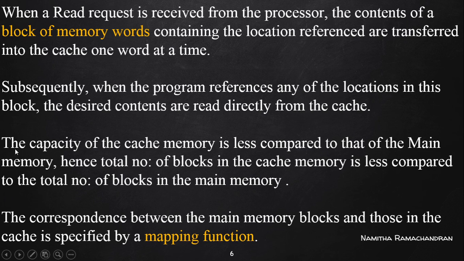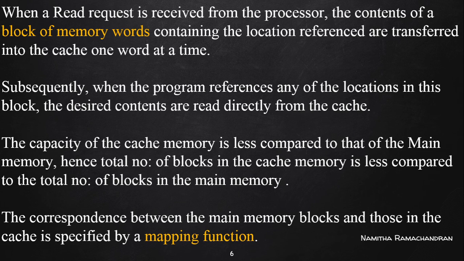From the diagram it is clear that the capacity of the cache memory is less than that of the main memory, as the total number of blocks in the cache memory is less than the total number of blocks in the main memory. A cache memory can't hold all the blocks present in the main memory because the size of the cache is always less than that of the main memory.